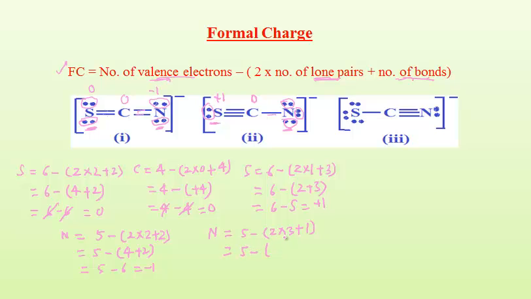5 minus 2 times 3 is 6, and plus 1. Here we get 5 minus 6 plus 1 is equal to 7. Here we have minus 2. Well, the formal charge over this nitrogen atom is minus 2.